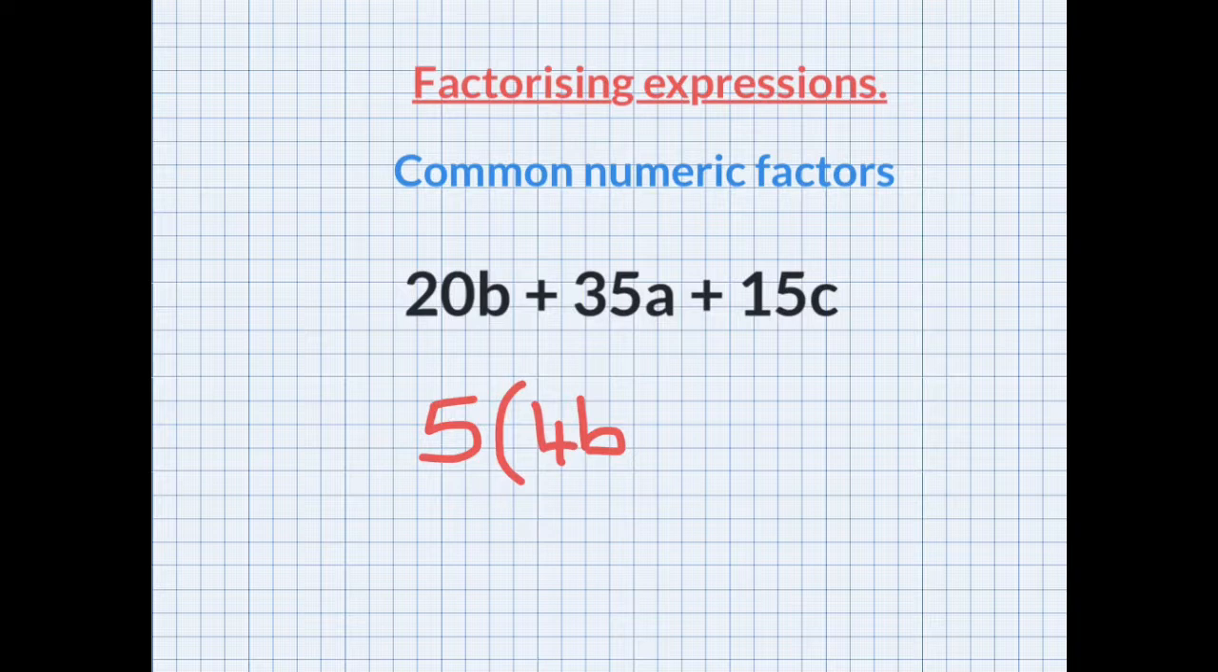So I'm going to put positive, and then I'm asking myself 5 times what is 35, 5 times 7 is 35, and then I attach the a onto that. Positive sign comes next, and then I'm going to ask myself 5 times what is 15, 5 times 3 is 15, and there's a C on the end of it there, and then I just close the bracket, lock it all in. Let's have a look at another one.